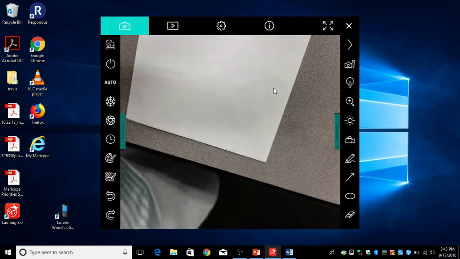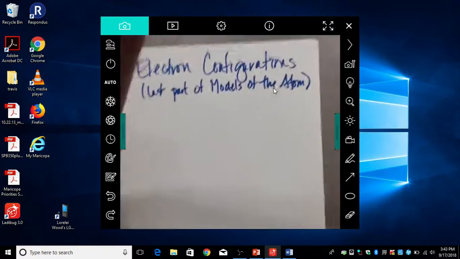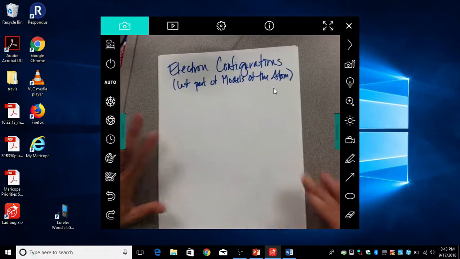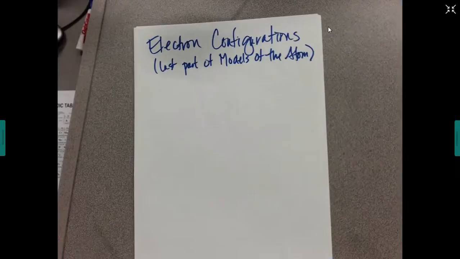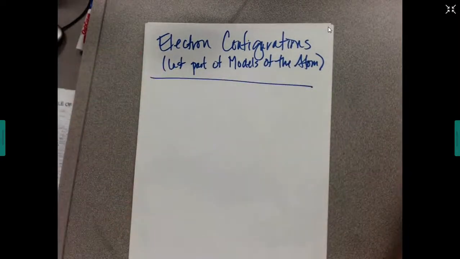Today we're going to finish up the last part of the chapter on models of the atom, specifically writing electron configurations. Once we finish this portion, we'll go on to the next chapter, which is about the periodic table. All right, electron configurations involve the periodic table.